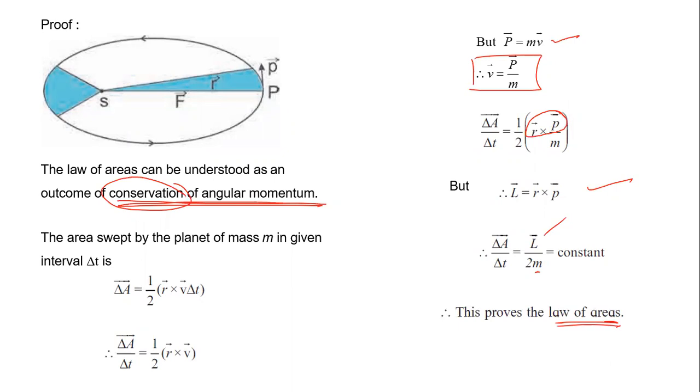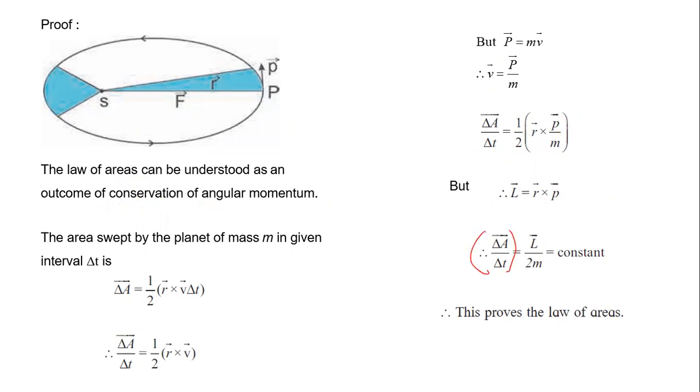I told you this same law we can write in another format, areal velocity. This delta A by delta t is areal velocity. Hence we can write areal velocity of planet is always constant, and this is Kepler's second law.